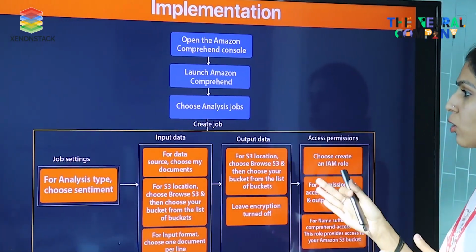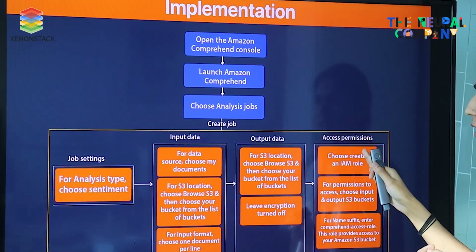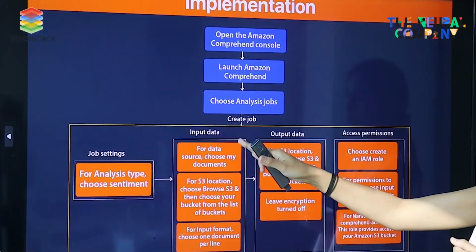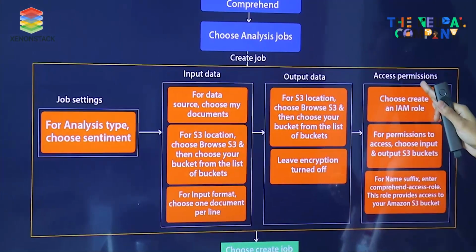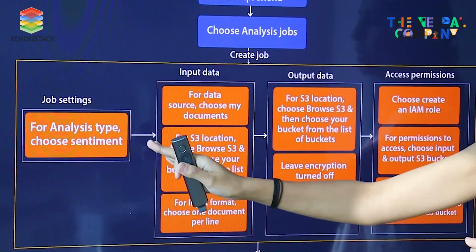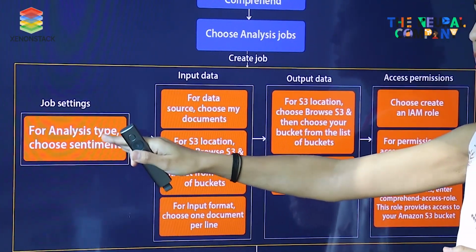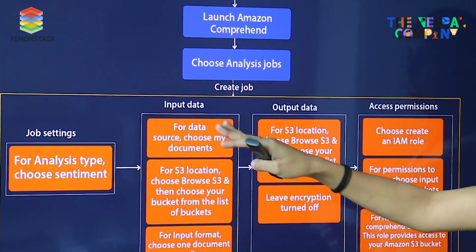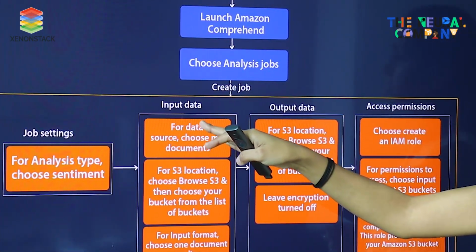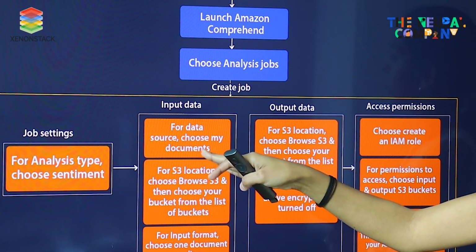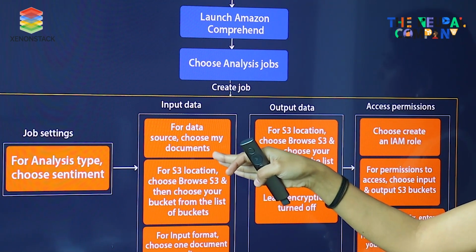For creating the job, you have to fill in four parameters. First is job settings, then input data, output data, and access permissions. In job settings, you have to select sentiment as the analysis type. In input data, we have to select the S3 bucket in which we have stored our Twitter data earlier.